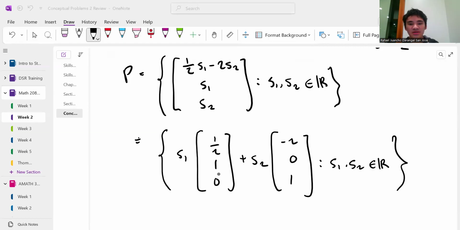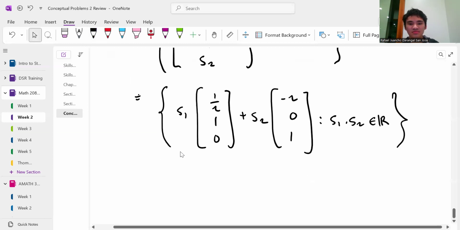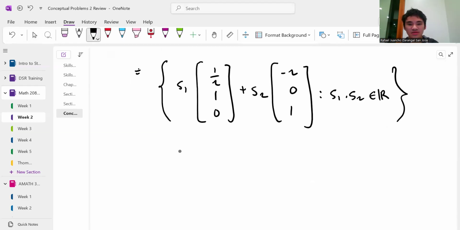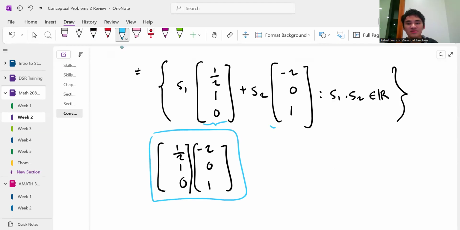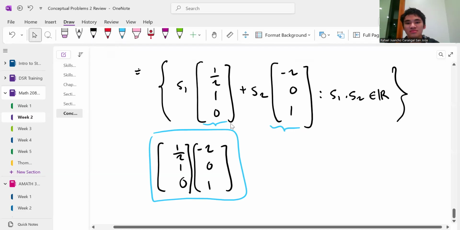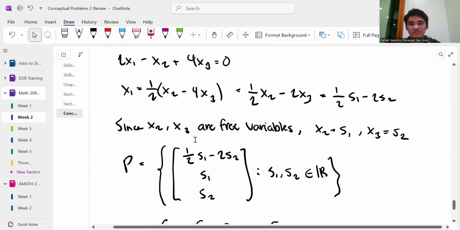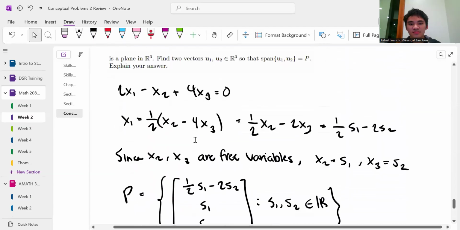So that means P is the span of the vectors. Right? So a nice example, well, this is really, we got it here. An example would be these two guys. They're the vectors. And we got them from here and here.